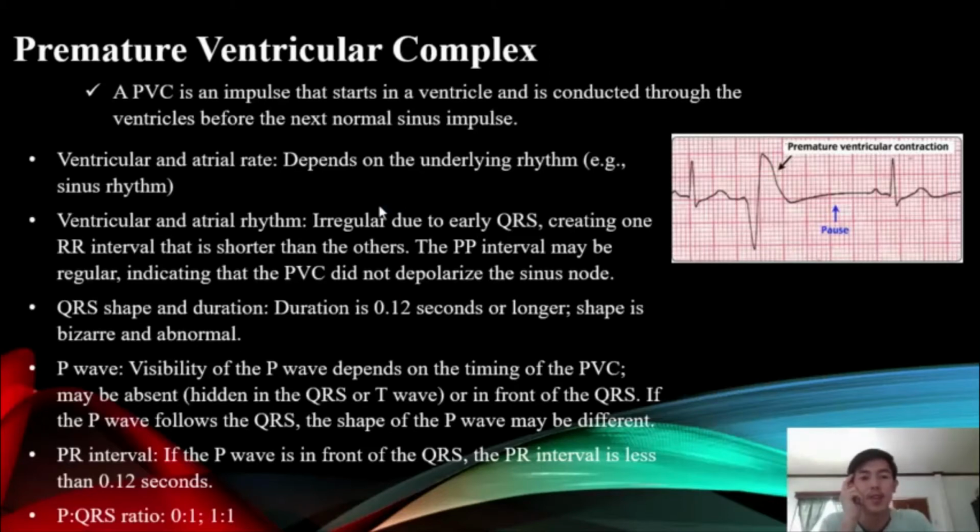For the P wave of the PVC, visibility of the P wave depends on the timing of the PVC. It may be absent or in front of the QRS complex. If the P wave follows the QRS, the shape of the P wave may be different. And PR interval, if the P wave is in front of the QRS complex, the PR interval is less than 0.12 seconds. So the P to QRS ratio is 0 to 1, sometimes 1:1.